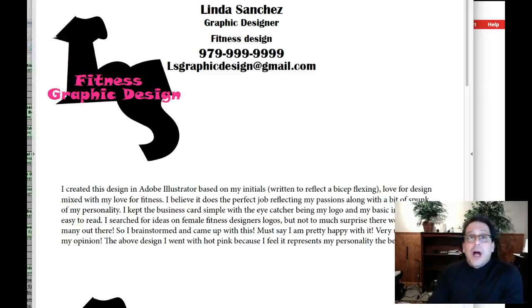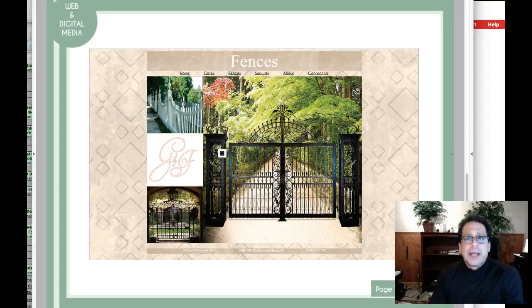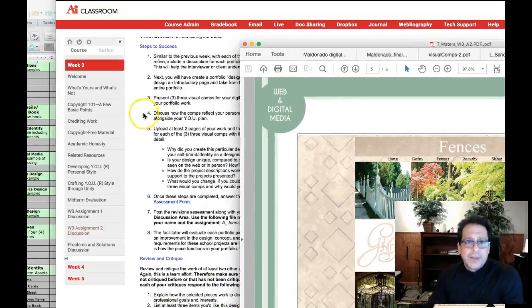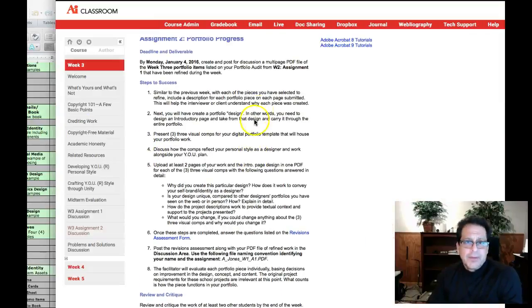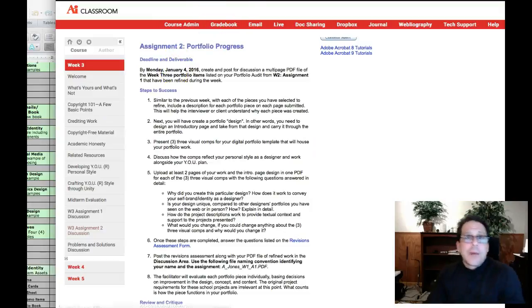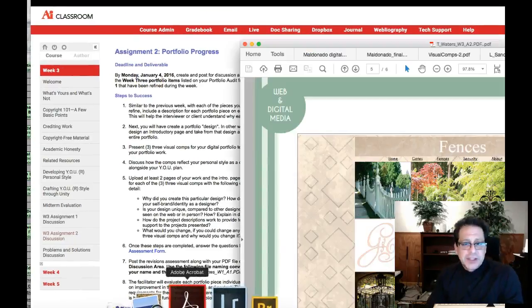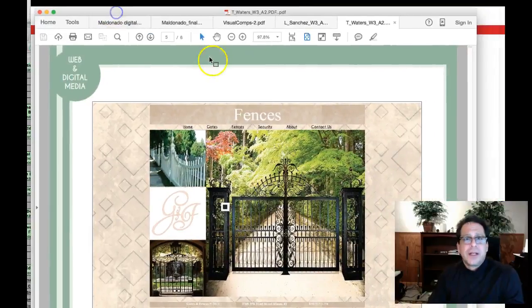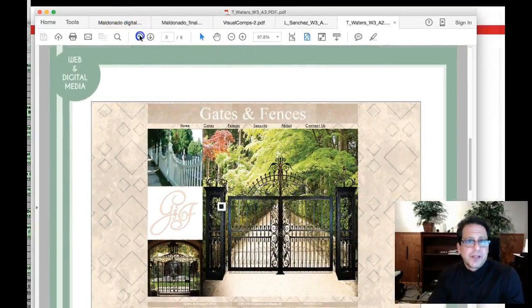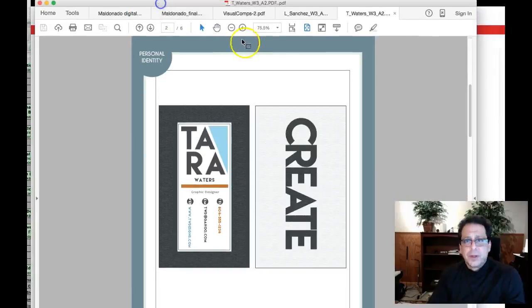Okay, so real quick, let's take a look at what we have. Okay, there's two parts for this assignment back from the Steps to Success. Part of it is that you're going to present 3 visual comps for your digital portfolio template that will house your portfolio work. That's the background pages, okay? And let me show you what this particular student did. And this particular student was gracious enough to let us borrow her work for visual.